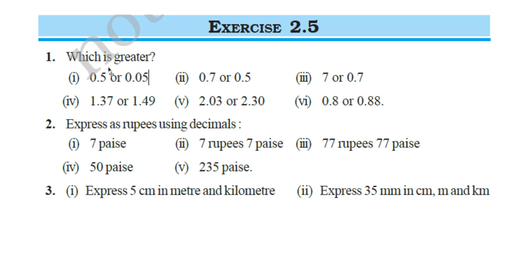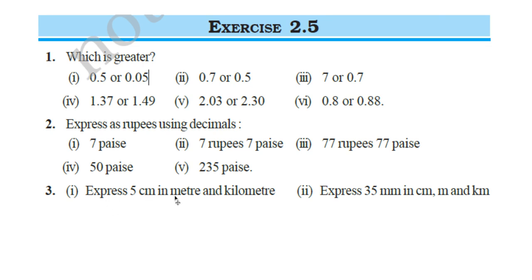Here is your exercise 2.5. Which is greater? We already discussed 0.5 or 0.05. Look at here, tenths place is 5, tenths place is 0. So you can write 0.5 is greater. Similarly do all other questions. Second question is express as rupees using decimals. 7 paise. So two places of decimals we need. So it should be 0.07. Second, 7 rupees 7 paise. So it is 7.07 rupees. Do other questions.